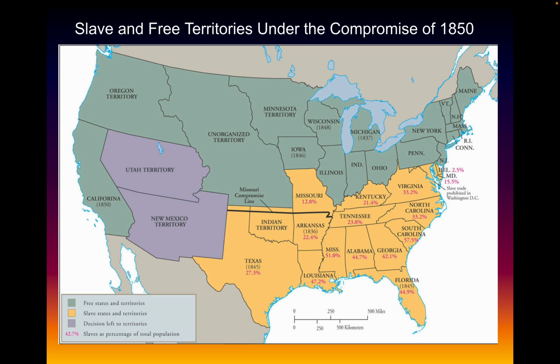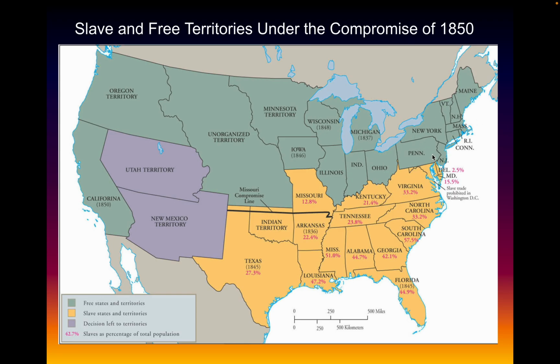Slave and free territories. This is going to look a little bit like the slave and free states map that you created earlier this unit. In green, those are all the free states and free territories. In yellow, the slave states and territories. And then in purple here, these are where the decision was left to the territories. It's an idea called popular sovereignty, which means the people decide. So you can kind of see in 1850, before the Civil War starts in another 10 years, this is kind of how things looked.